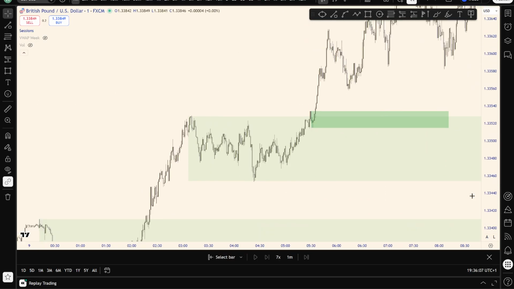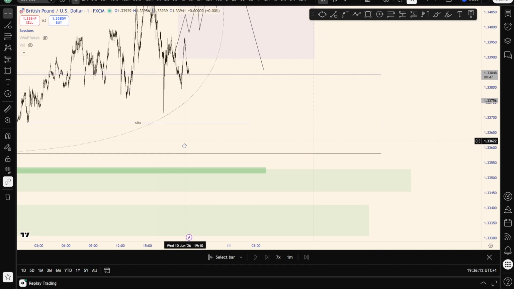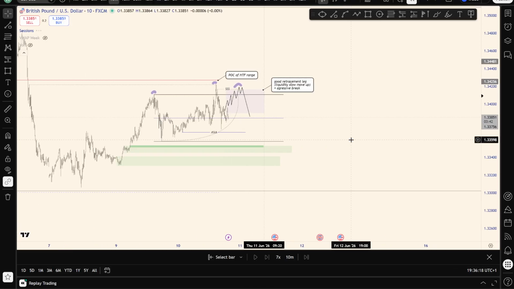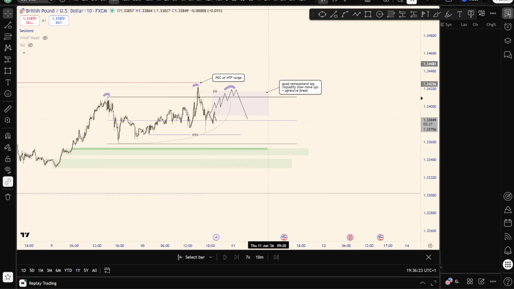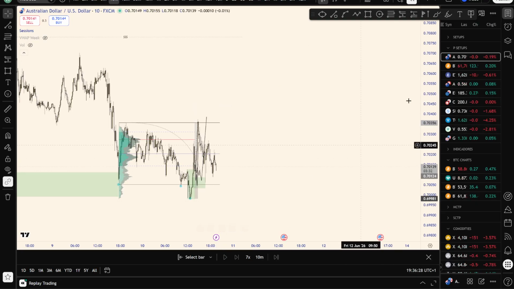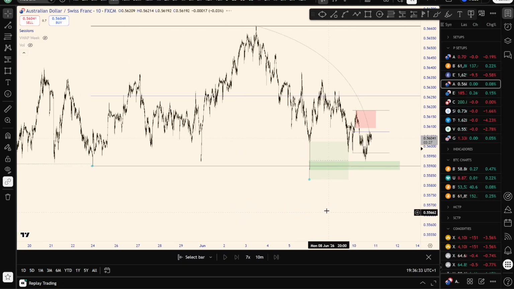I don't know. So I'll be waiting for this model. Probably it would complete during each session, but I don't care. Yeah, I talked about that. We have also this one, price reacted here out of the equilibrium of this demand block.